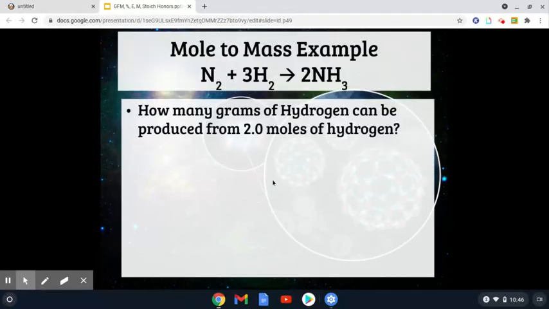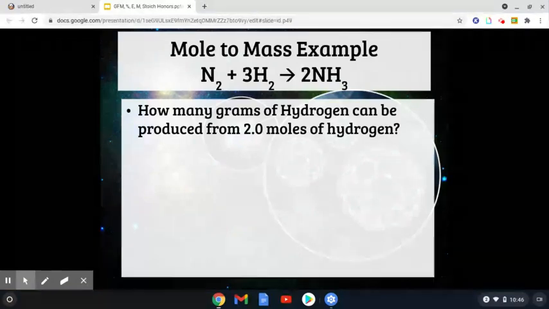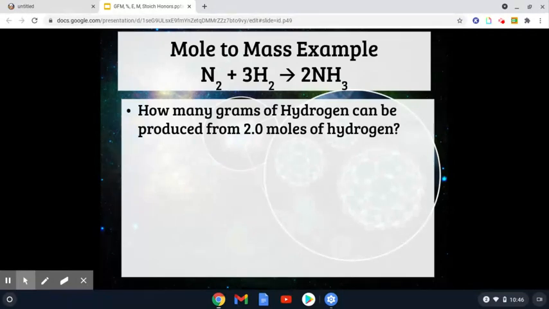Okay, so this is what the problem is going to look like. You're going to be given a chemical reaction. Most times you're going to have to balance it, but in these practice problems, I already balanced them for you. And the question will read something like this. How many grams of hydrogen can be produced from 2 moles of hydrogen?